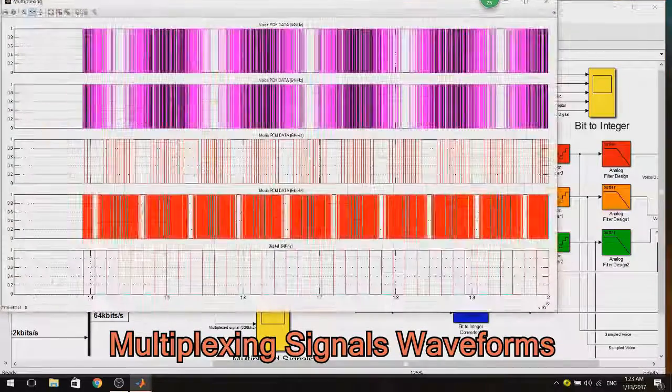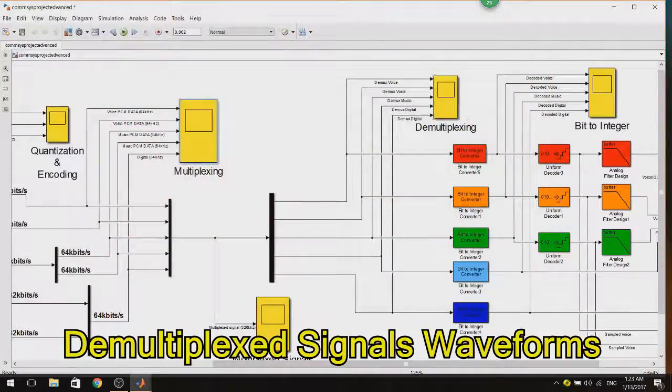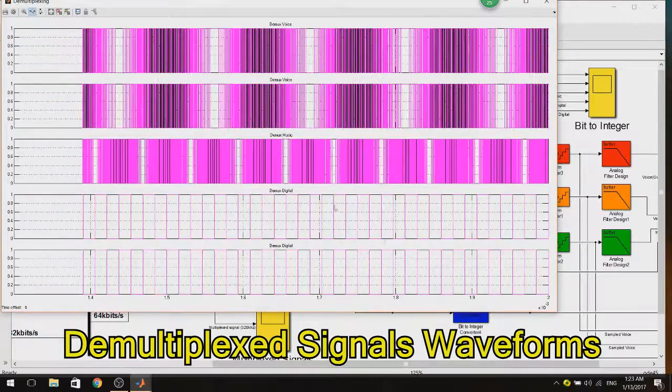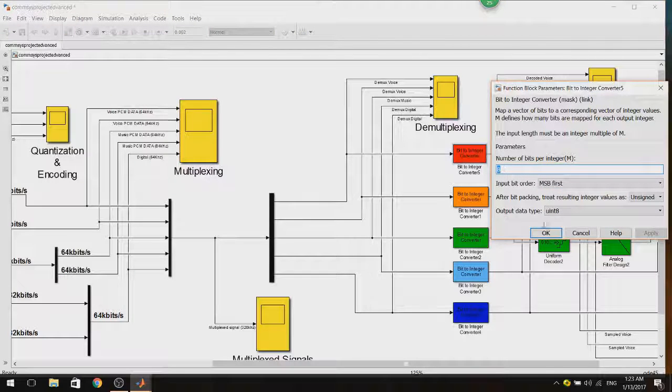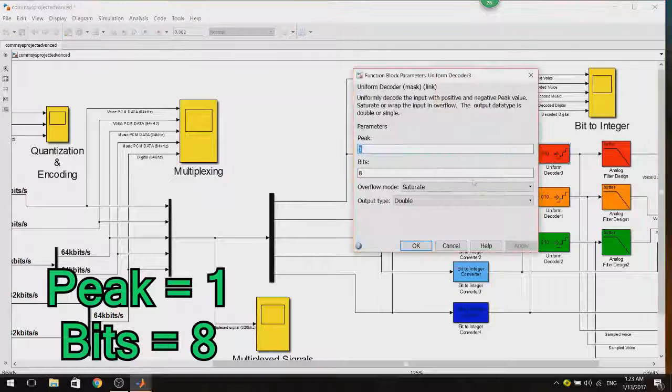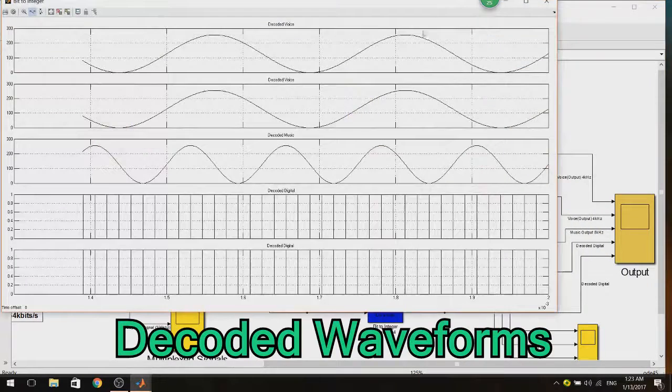Then for the multiplexing, this shows the waveform. The waveform is like this. At the demultiplexer, we get the same waveform also. The uniform decoder is also set to 8 bits. And this is the waveform. You get the same as the sample waveform.